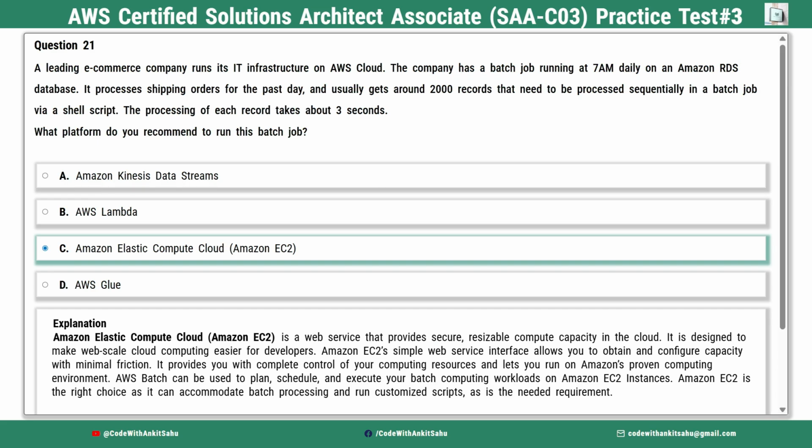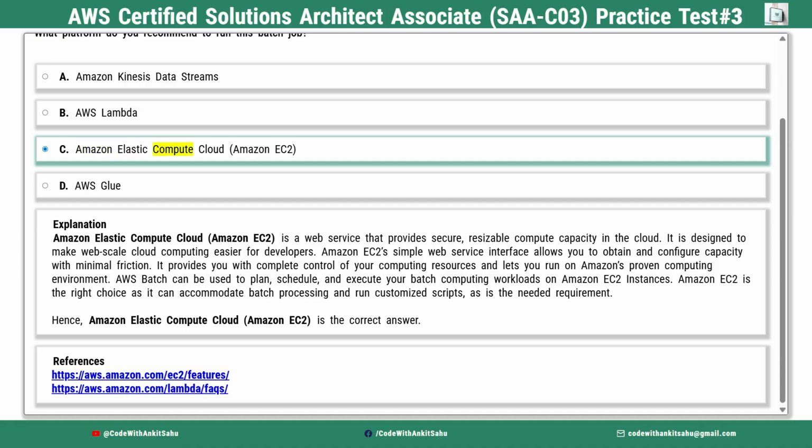Correct answer. Option C. Amazon Elastic Compute Cloud, Amazon EC2. Explanation: Amazon Elastic Compute Cloud, Amazon EC2, is a web service that provides secure, resizable compute capacity in the cloud. It is designed to make web-scale cloud computing easier for developers. Amazon EC2's simple web service interface allows you to obtain and configure capacity with minimal friction. It provides you with complete control of your computing resources and lets you run on Amazon's proven computing environment.